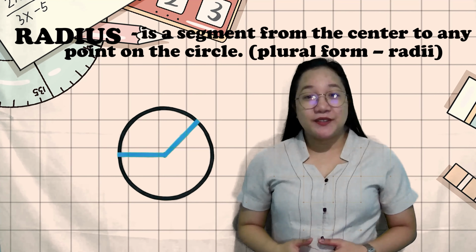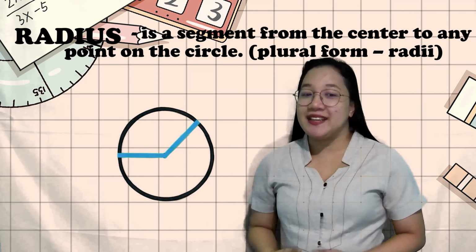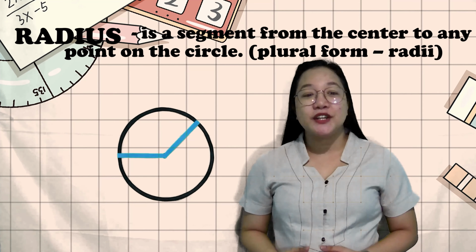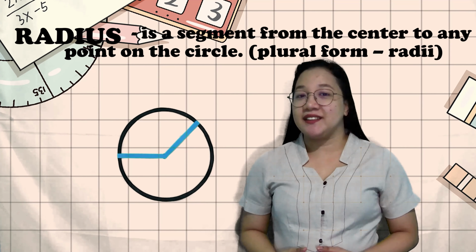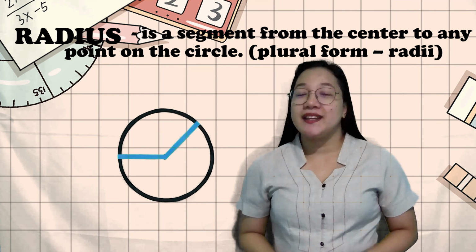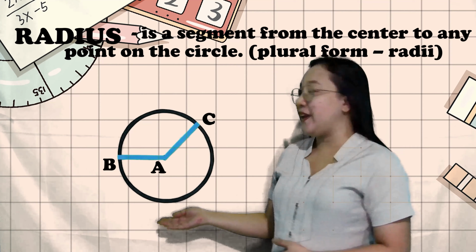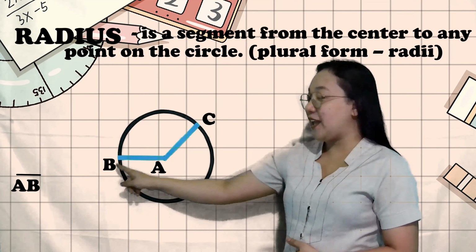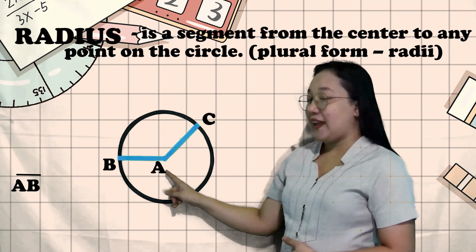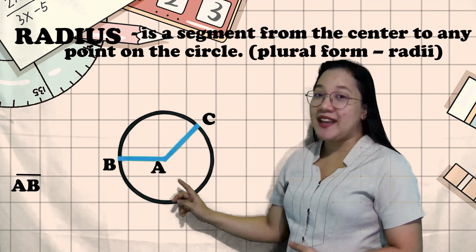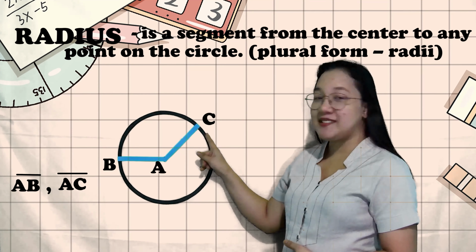Next term related to circle is radius. A radius is a segment from the center to any point on the circle. In plural form, it's radii. In our example, we have here radius AB, and radius AC.